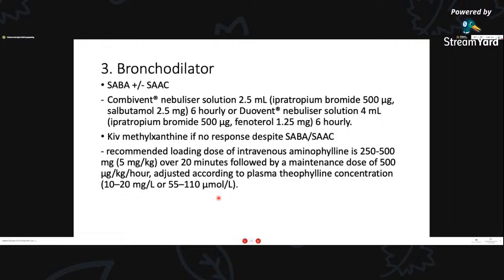However, if we give this bronchodilator and it is not responsive, then we need to consider giving aminophylline if there is no response. The dose is stated to be given intravenous.